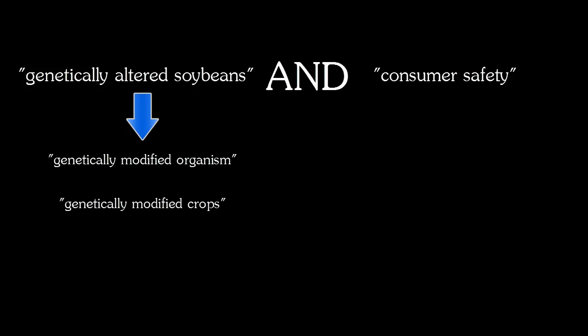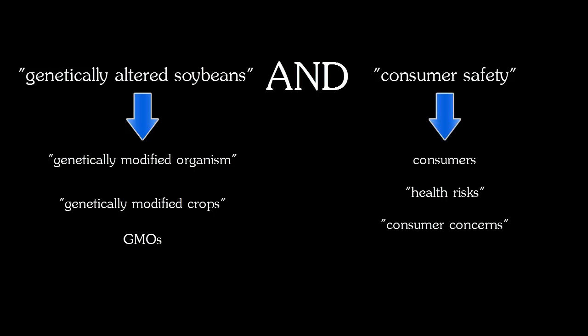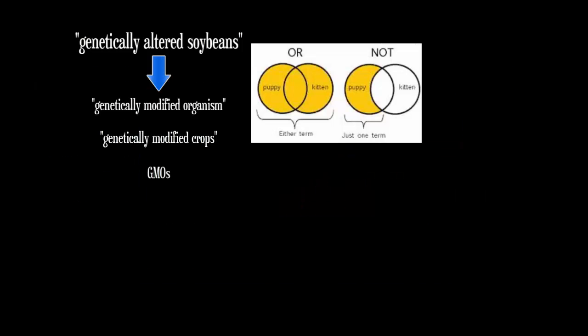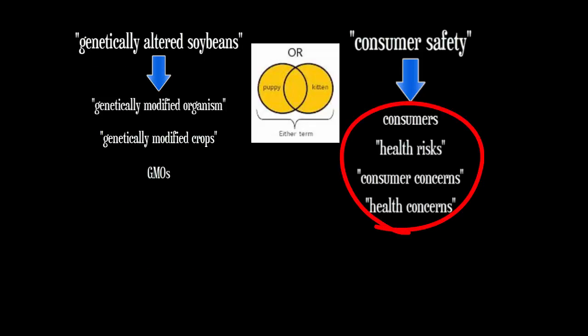In my genetically altered soybeans column, I might add genetically modified organisms, genetically modified crops, and GMOs. To my consumer safety column, I might add consumers, health risks, consumer concerns, health concerns, and more. This exercise may seem silly at first, but if your search proves troublesome, it's great to have handy, and it can also help you experiment with the Boolean operator OR.